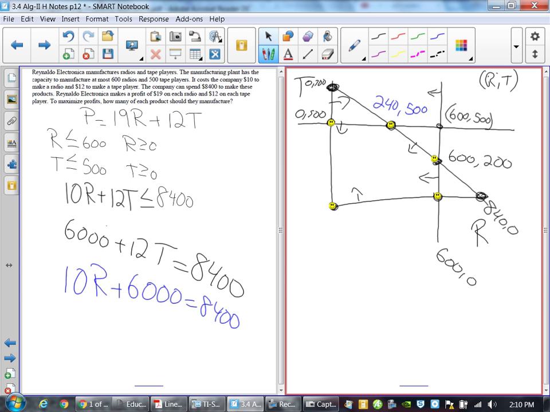Sure, which one is it? It's the 600, 200? So 600, 200 gives us our maximum value.